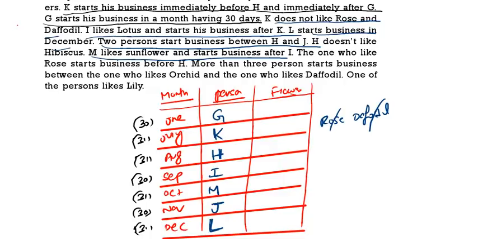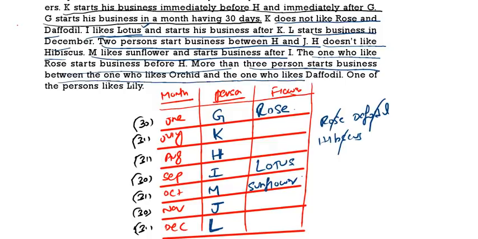Here we have already read that I likes lotus. Then H does not like hibiscus. Then M likes sunflower. The one who likes rose is before H, so we can take K as rose, but K cannot be rose, so G will be rose. Then more than 3 persons are there between orchid and daffodil.